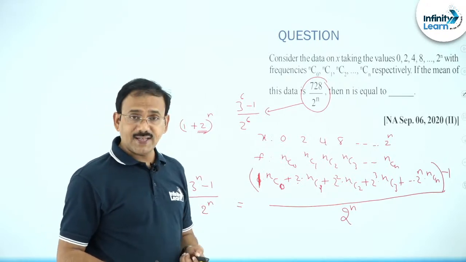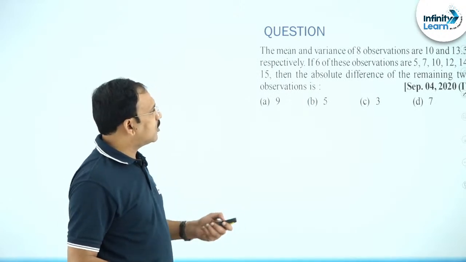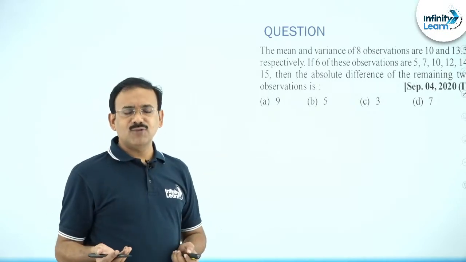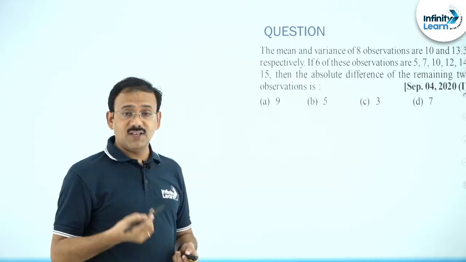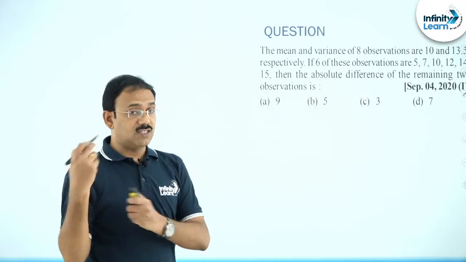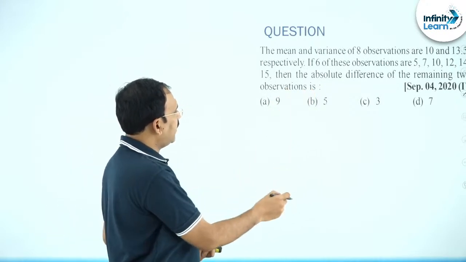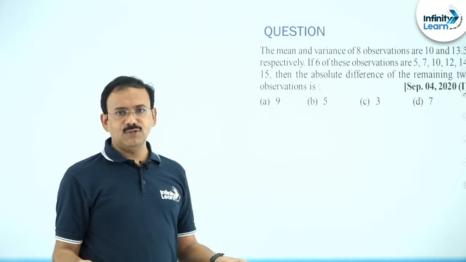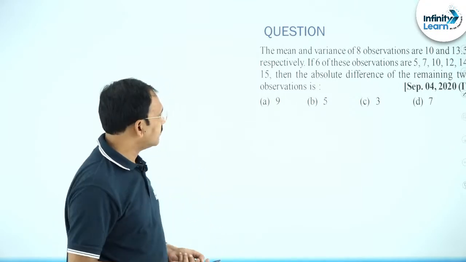Okay, right. Next, dear students, you see this question also comes under the same model. N number of times the same question is given. You see, the mean and variance of 8 observations are 10 and 13.5. Earlier he has given 6, then 7, then a discrete series, now 8 observations. 6 of them are given, find the absolute difference of the remaining 2, mod A minus B. Can't you do it? Yes.